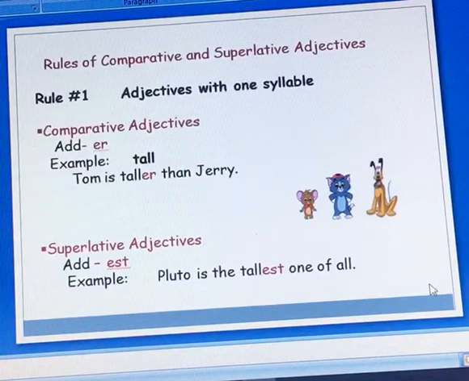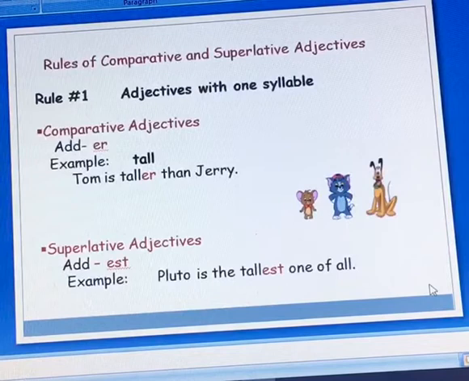We added er. For superlative adjectives, we add est. For example, Pluto is the tallest one of all. Tallest is the superlative adjective, and we added to it est.